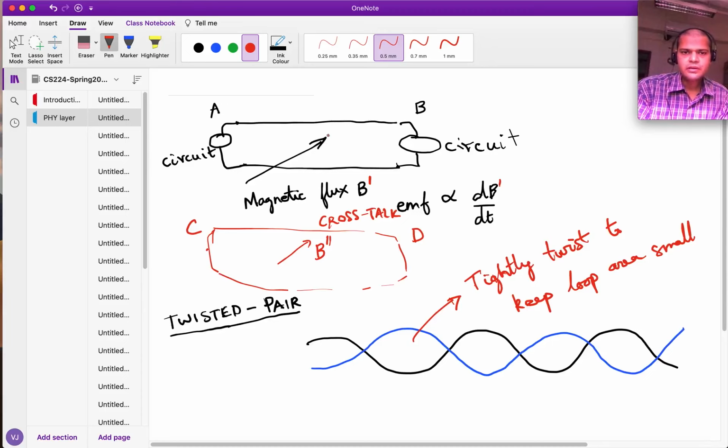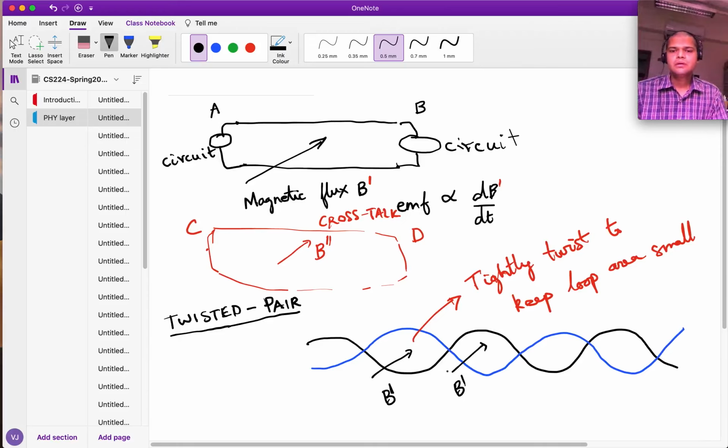If you keep the area small, then of course there's going to be less induced voltage. But this twisting is also good, that you will have, let's say, a particular flux going through here, and suppose you have the same flux going through here. The wires are twisted, okay, and the net effect could cancel out.